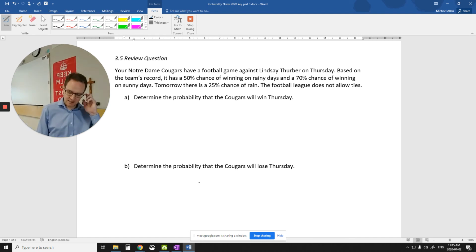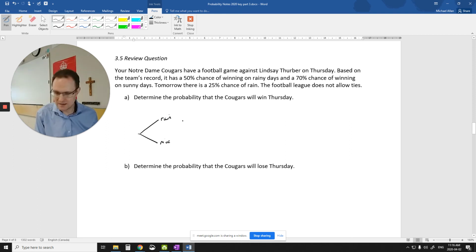Okay, so hopefully you paused and hopefully you actually tried this question. Let's go through it, just very similar to the jogging question we had here. If it rains, what's the probability of it raining? What's the probability of being nice? And then I'm going to just put some percentages in there that we know. So there's a 25% chance of raining, so therefore it's a 75% chance of being nice.